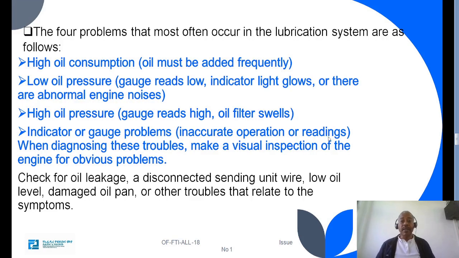The four problems that most often occur in the lubrication system are as follows: high oil consumption, where oil must be added frequently; low oil pressure, where the gauge reads low, indicator lights glow, or there is abnormal engine noise; high oil pressure, where the gauge reads high and oil filters swell; and indicator or gauge problems, with inaccurate operation or reading.